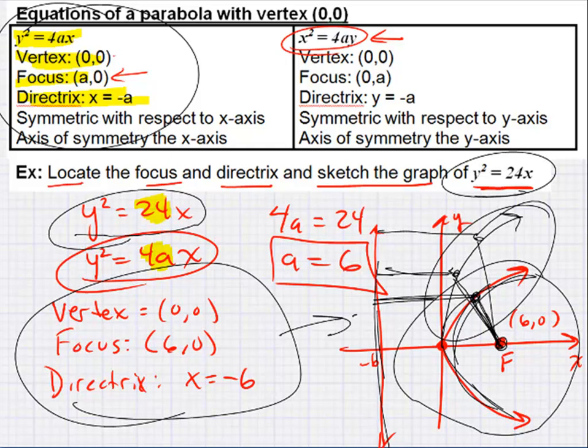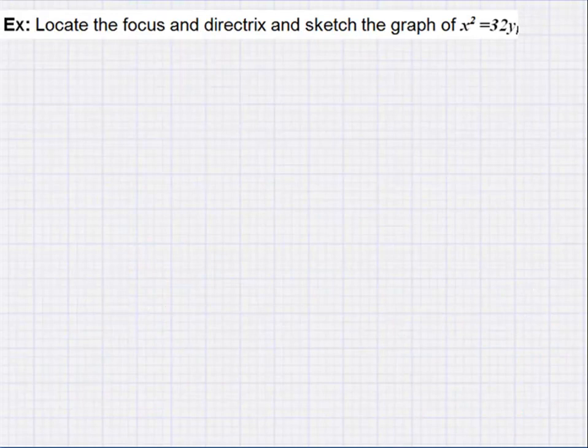Everything we do with conic sections from here on out is all going to be formula based. Once you know what formula you're working with and how to pull the information out of the formula, they really aren't that bad. So here's another one. Focus, directrix, sketch the graph for this particular equation. So we got x squared equals 32y.